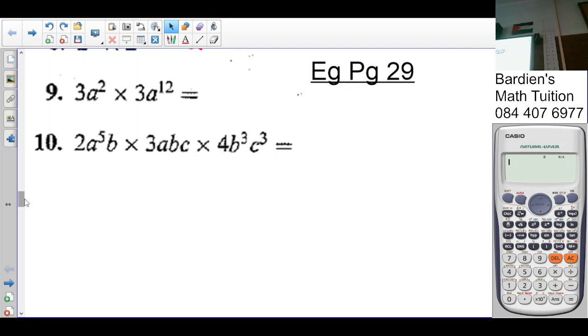You get another chance. 3 to the power of 14. Who got that? What do you have? 9. Well done. Give her a round of applause. She got it right. It's 9a to the power of 14.